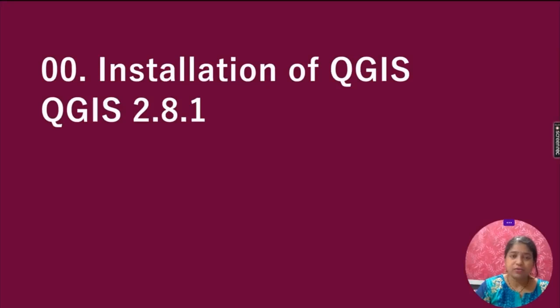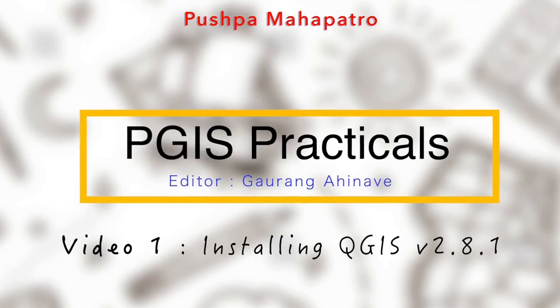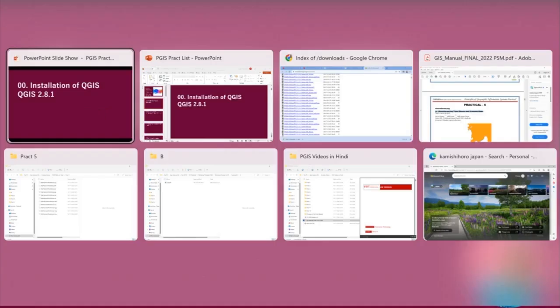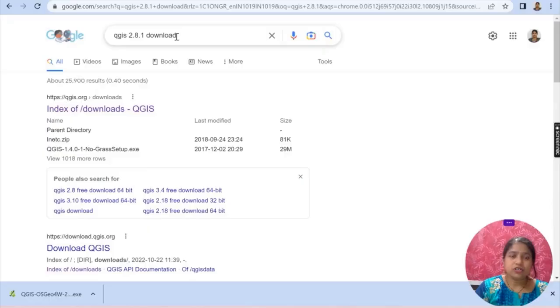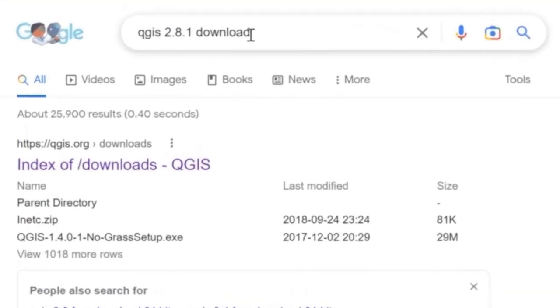Install QGIS document. So I will show you a very simple method. You need to go to the browser and type QGIS 2.8.1 download here. Then you will reach this page.